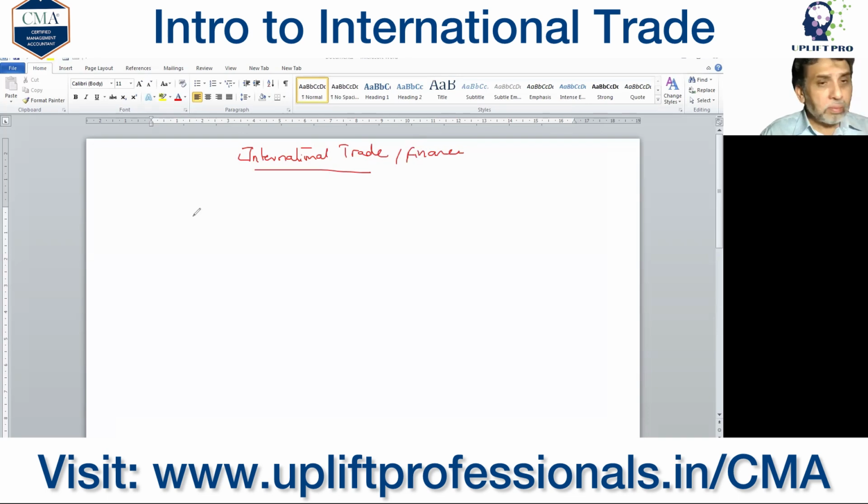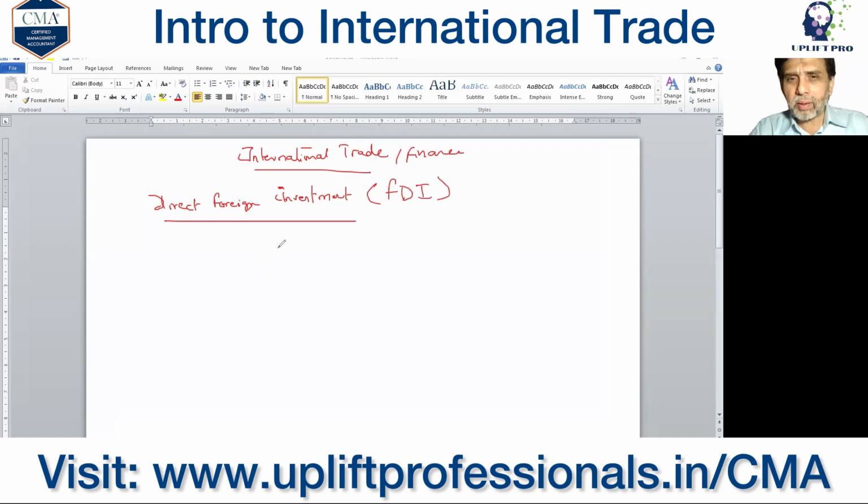Now, there is something called direct foreign investment. We will not be dealing with this basically, unless we just want to know why a country goes and invests abroad, or why foreign countries come and invest in India. That is foreign direct investment. In India, it is called FDI, foreign direct investment, where India goes and invests abroad, and foreign persons come and invest in India.